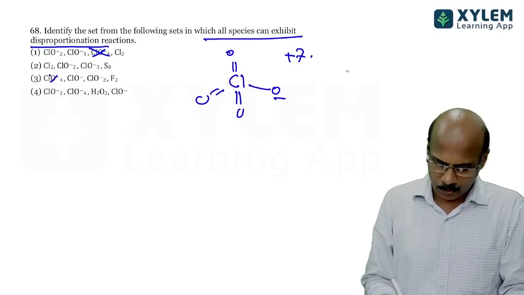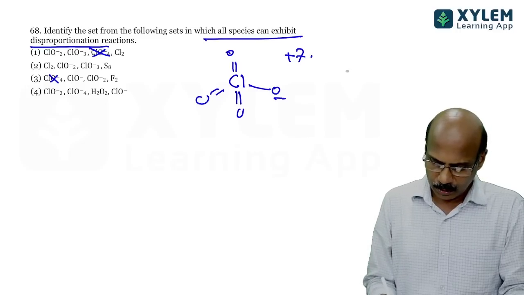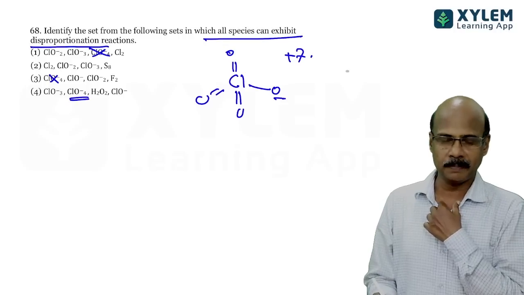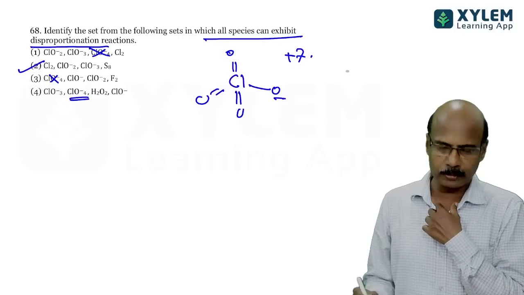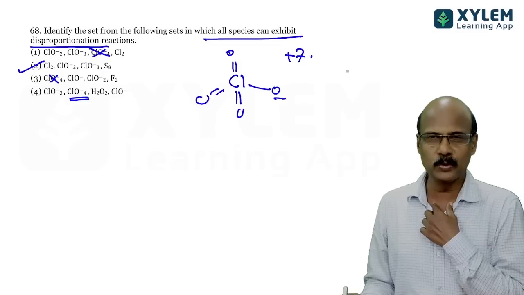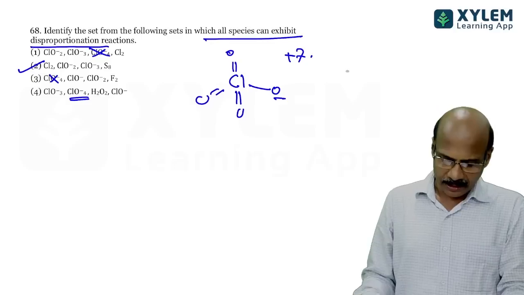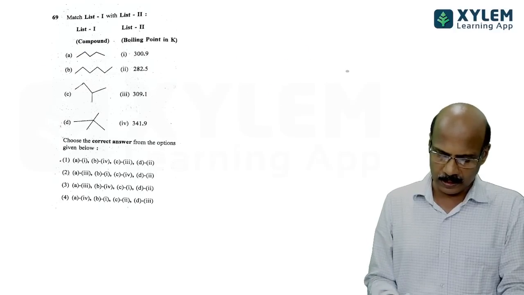Same case with option 3 and option. What about option 4? Option 4 is also perchlorate. So the correct set should be option 2. Clear? And again F2, fluorine will not undergo disproportionation. Now let me go to question number 69.